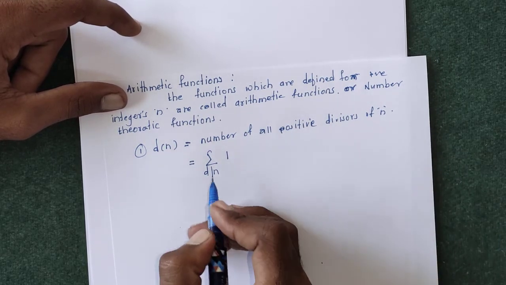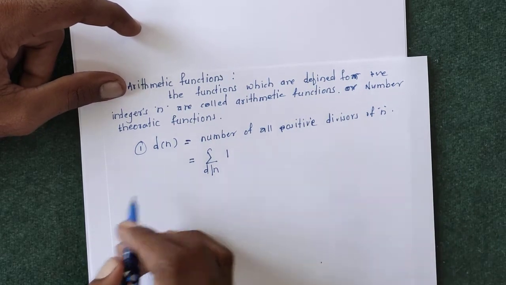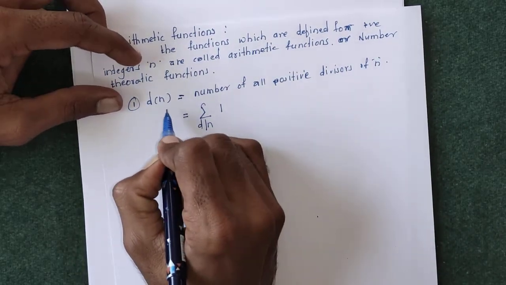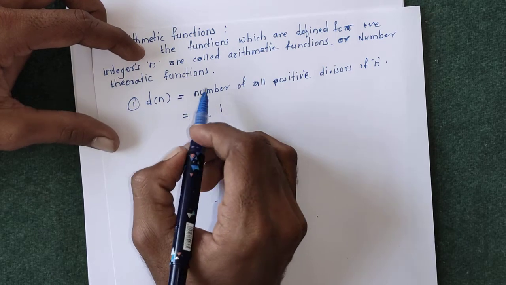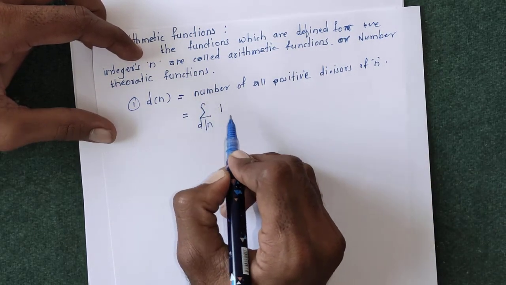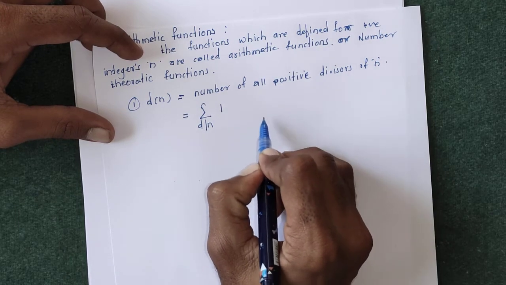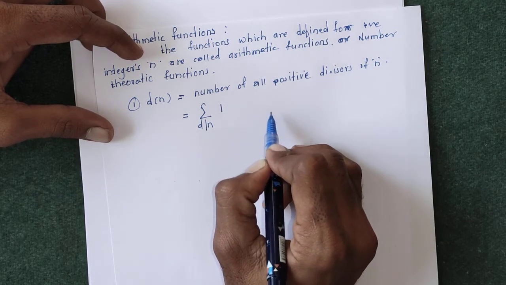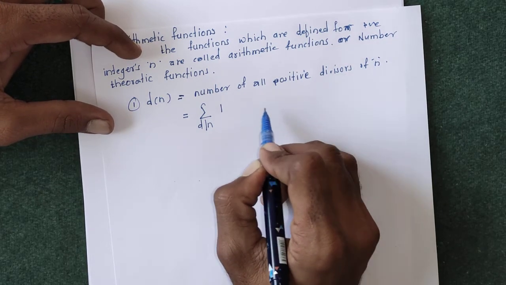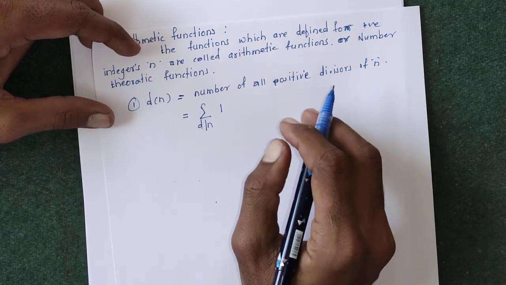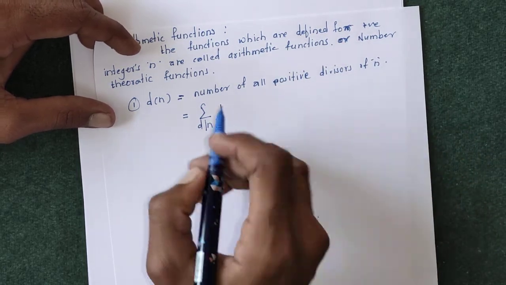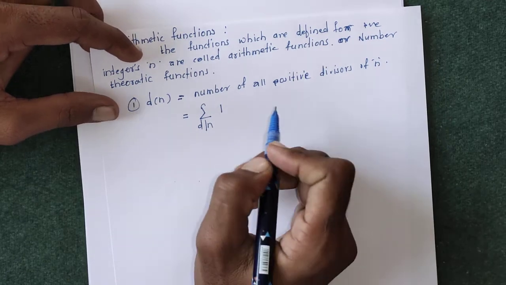For example, we will take a common example after the definitions. So d of n is defined as the number of all positive divisors of n, so we have to count them. Suppose we take 10. Then 1 is a divisor of 10, 2 is a divisor, 5 is a divisor, and 10 is a divisor. So 1, 2, 5, 10 gives 4. d of 10 will become 4.